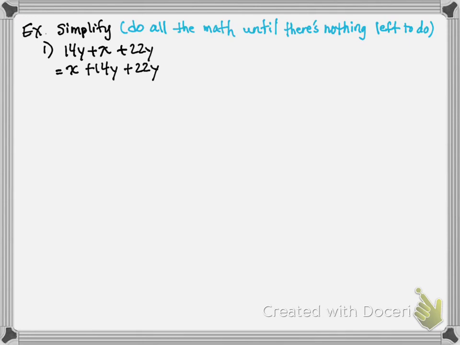Okay, next, I'm going to use my associative property, and I'm going to do the math where I can. And the only place I can do math is with the y's, because I have more than one set of values with y. Now, x has no partner, sad boy, so he's all by himself. But what we're going to do is factor out the variable y.